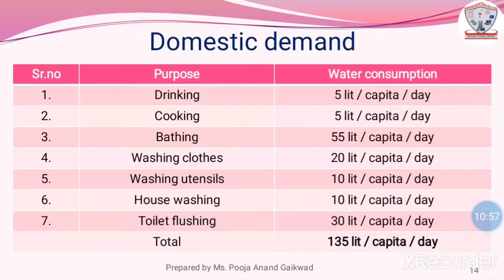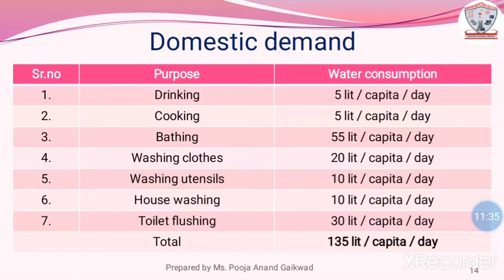This demand is about 55 to 60% of total demand. Now we will see how 135 liters per capita per day is distributed among the various activities. There is a column for purpose and another column for water consumption. First, for drinking, 5 liters per capita per day is used. Second, for cooking, the same 5 liters per capita per day. For bathing, 55 liters per capita per day.